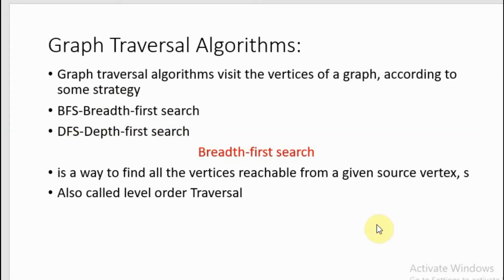Okay. So today we are going to deal with breadth first search. It is a way to find all vertices reachable from a given source vertex S. So here S will be taken as a source vertex. From S, you will traverse towards all the vertices in this graph.